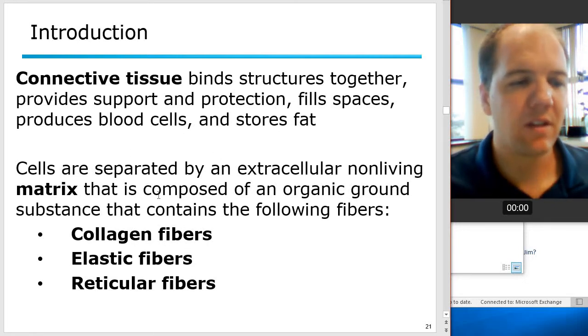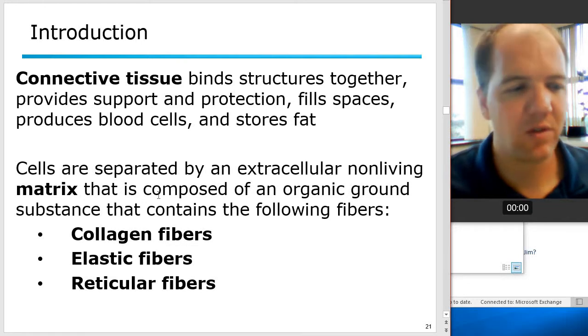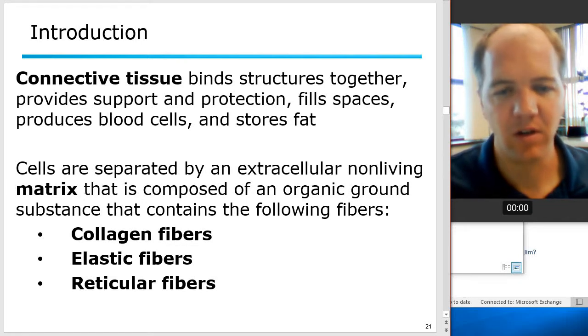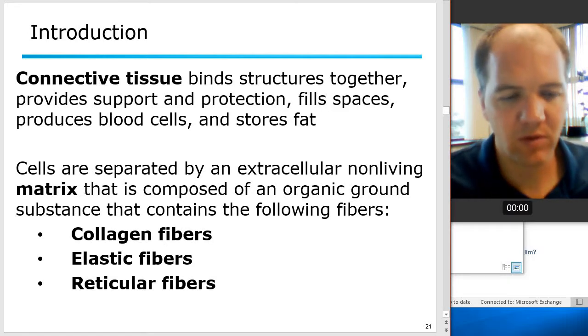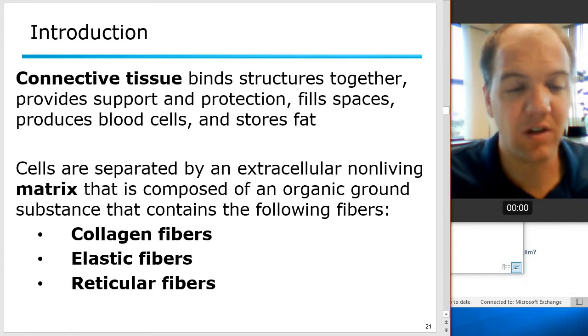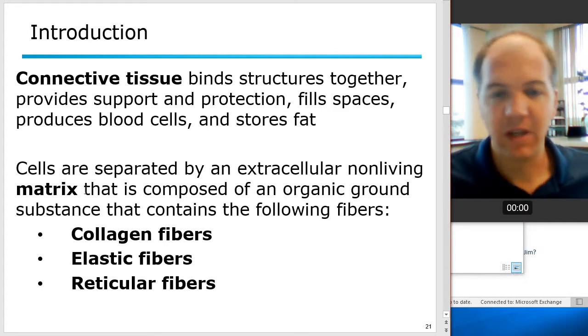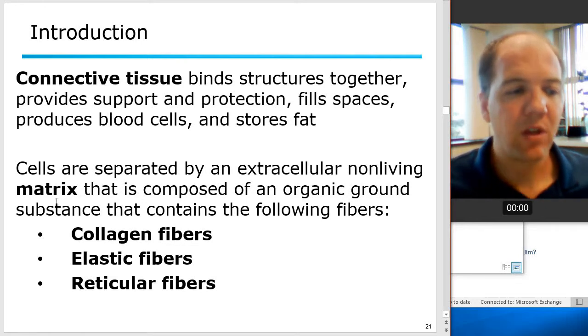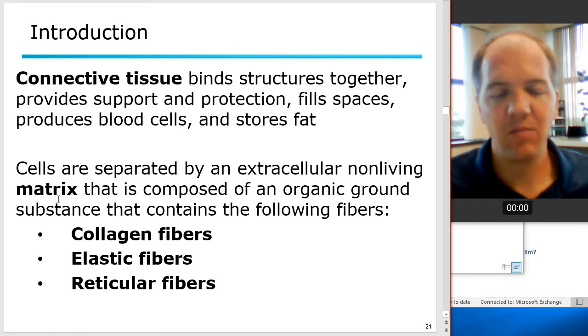So the really important thing about connective tissue is this one right here, the matrix. This is what sets connective tissue apart. So in the epithelial cells, where we saw that they're all closely linked together, there's no space in between each of the cells. In connective tissue, there is space, and sometimes it's a lot of space. And we call this the matrix. So the area in between the cells we call the extracellular matrix.